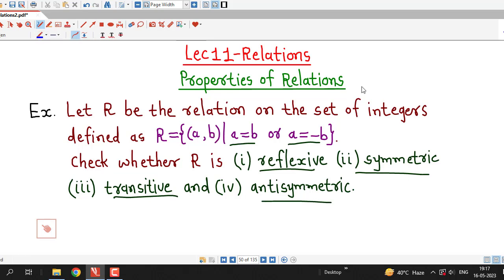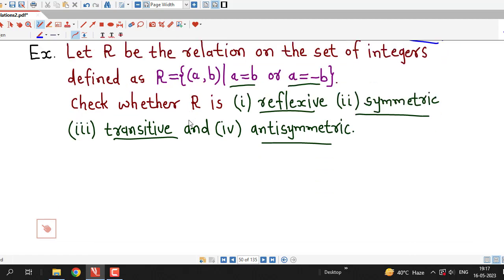So here our relation is a set of all ordered pairs of integers A and B such that either A and B are equal or they are negative of each other. For example, (2, 2) belongs to R because A and B are both 2, and (2, minus 2) is also in R because A equal to minus B. So these are the type of elements of this relation, and we have to decide whether this relation is satisfying these four properties. First one is reflexive property.